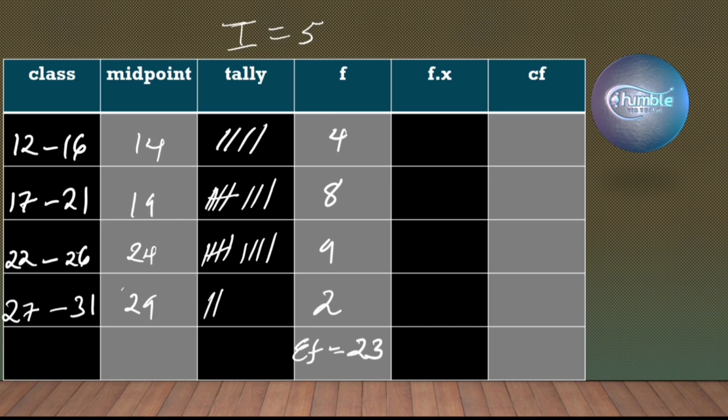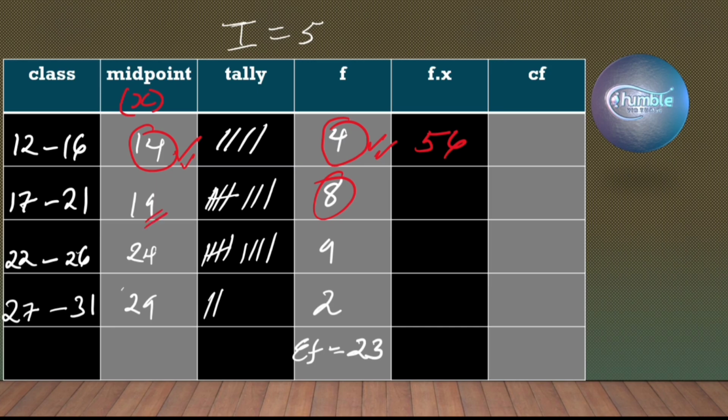Then we now work out the f of x column. We say that the f of x column is the product of the frequency and the midpoint. Now the midpoint in this case is the column x. So now we are going to get the product between the frequency and the midpoint. So 14 by 4 gives you 56.